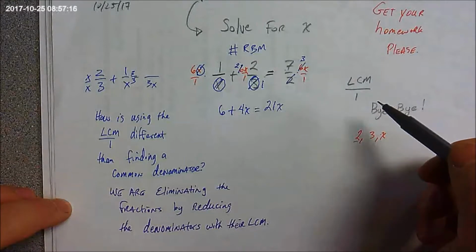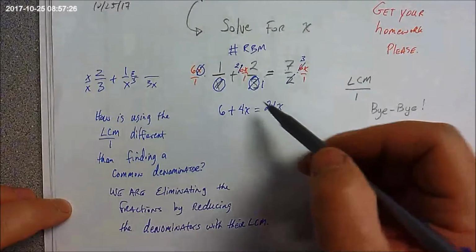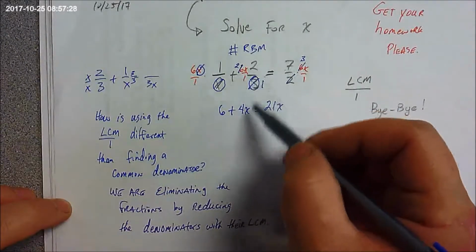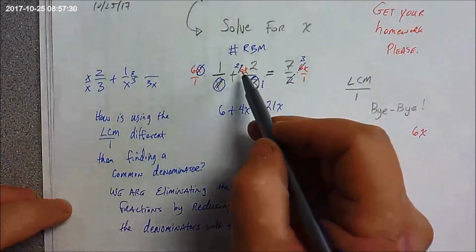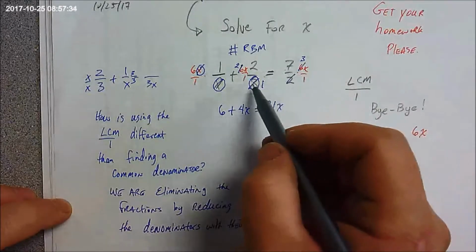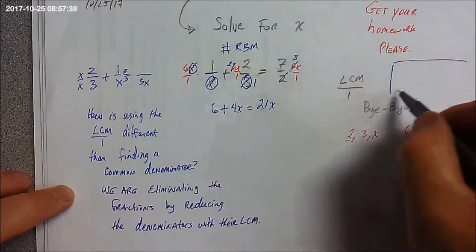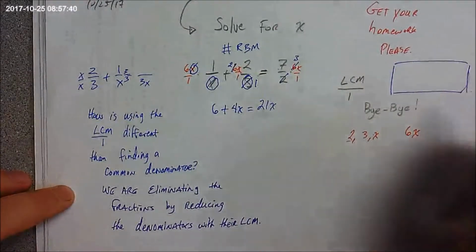Cesar, are you good with this? No? What's your question? On the what? Where it's 2 over 3? How did I get 4x? Okay, so we were multiplying everything by 6x, correct? Okay. So I'm going to do this as scratch work over here, in a little box. I'll answer your question right here. You ready? Here's what we got.